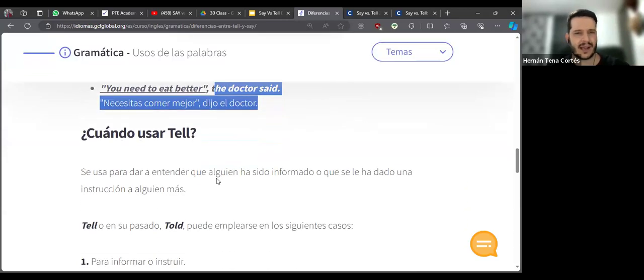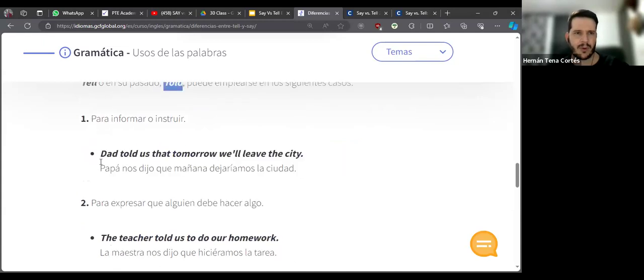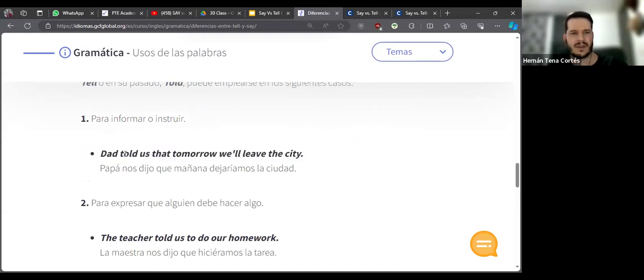¿Cuándo vamos a usar tell? Tell lo utilizamos para entender que alguien más ha sido informado. Cuando decimos lo que una persona le dijo a otra. Cuando se da una instrucción, por ejemplo. Y el pasado de tell es told. Por ejemplo, Dad told us that tomorrow we'll leave the city. Papá nos dijo a nosotros, pero mire que ahí no utilizamos el to.